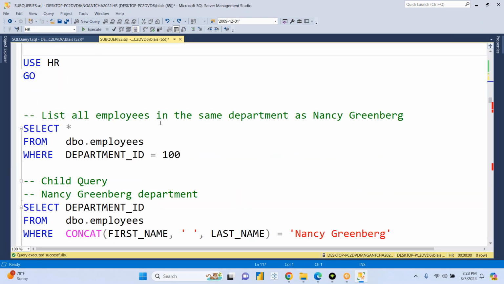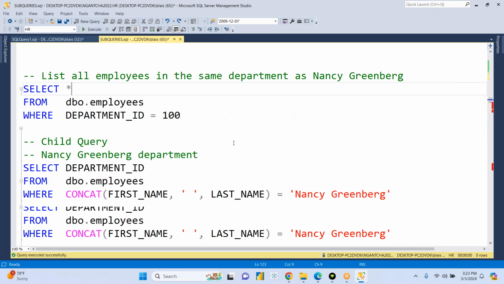So list of employees in the same department as Nancy Greenberg. Of course, there's an investigation we need to know. We don't know the department of Nancy Greenberg. Let's investigate that. If I told you her department, there's nothing to investigate, just write one query and solve it. But since the department of Nancy has not been provided, we need to investigate her department.